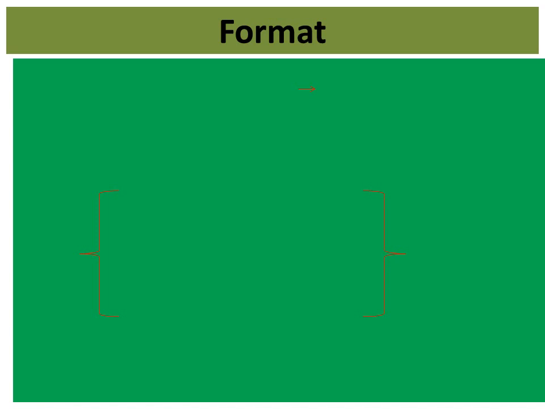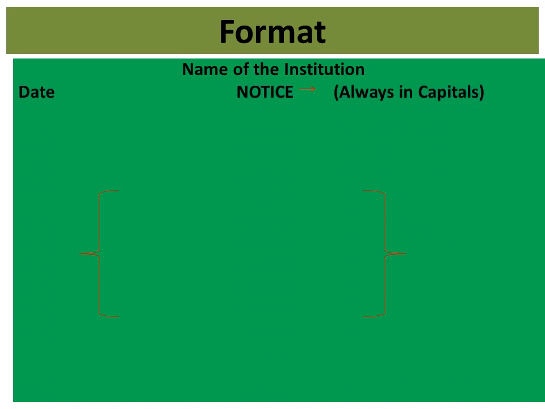So children, now I am going to tell you the format of notice writing. While writing the notice, you have to write the name of the institution which is issuing that notice. Then comes the date when the notice has been issued. Then the word NOTICE, which should always be written in capitals. There is an option: you can write notice and date both in the same line, or you can write the date after notice. There isn't any problem with that. Your marks will not be deducted for that.